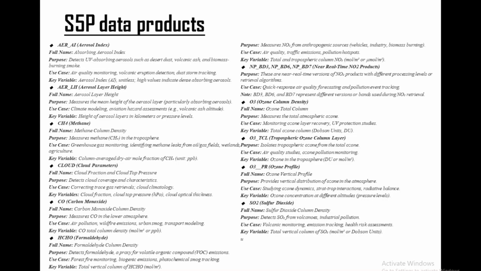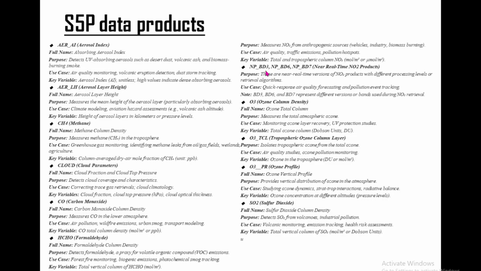Then nitrogen dioxide. Nitrogen dioxide column density is also extracted. It measures nitrogen dioxide coming from anthropogenic sources such as vehicles or industries or biomass burning. It is used for monitoring air quality, traffic emissions, and pollution hotspots. It's again total and tropospheric column NO2, that is in terms of ppb or micromoles per meter square.